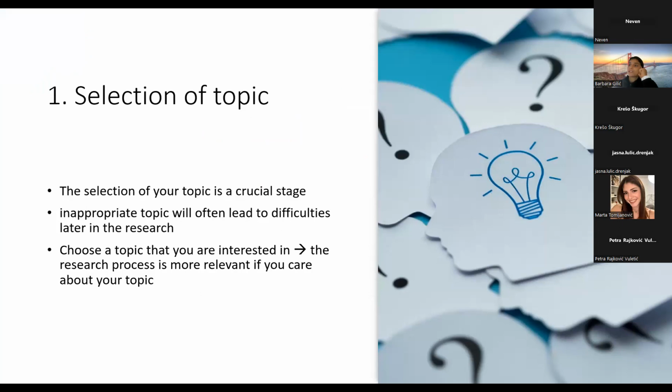This is a crucial stage in your research, because an inappropriate topic will lead to difficulties later in research. And the most important thing is that you choose a topic you are interested in, as Professor Sekulic mentioned in his lessons, because the research process is easier to conduct and more relevant to you if you care about your topic and you are not just reiterating someone else's work, or researching a topic you do not care about enough.